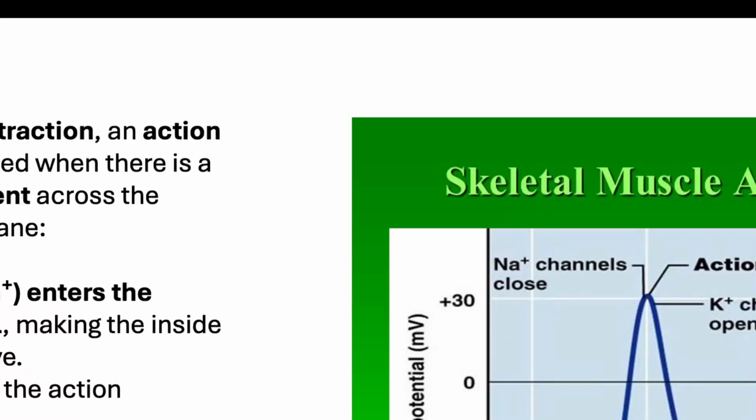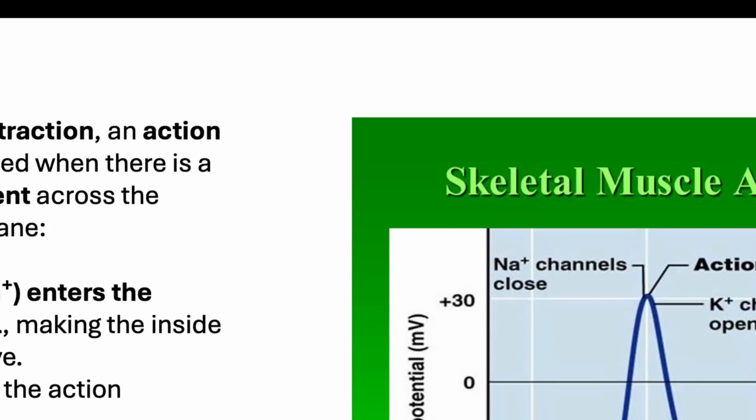Now, what happens during muscle contraction? An action potential is generated when there is a shift in ion movement across the muscle cell membrane. For depolarization, sodium enters the muscle cell, making the inside more positive. This triggers the action potential. And for repolarization, potassium exits the muscle cell, restoring the negative charge inside. This Na+/K+ exchange is essential for muscle fiber activation and contraction.